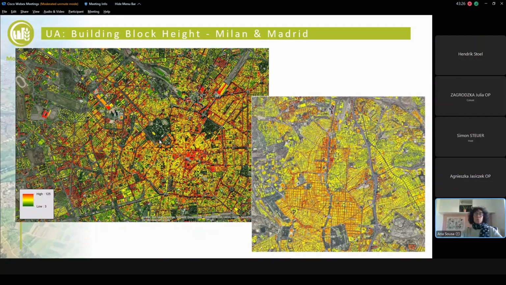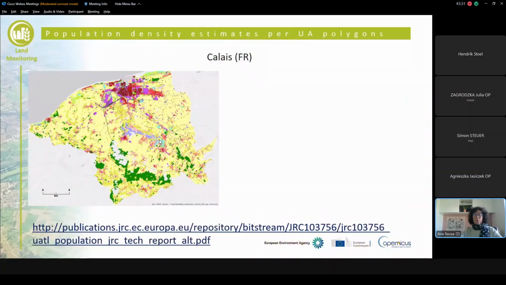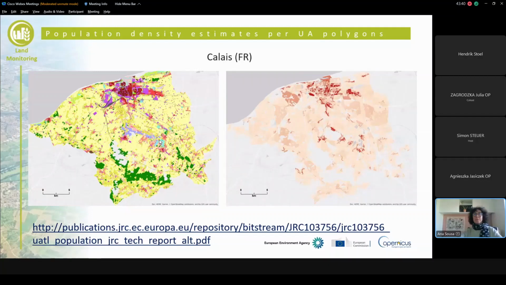One next product is the population estimates per Urban Atlas polygon. On the left side, you can see the Urban Atlas polygons in an area in France. And here on the right side, you can see the same polygons, but this time with population density, also a piece of information inside the polygon. So this kind of product opens up new possibilities for additional analysis angles that link land with population. We have here a kind of fusion of land cover and land use with socio-economic information.